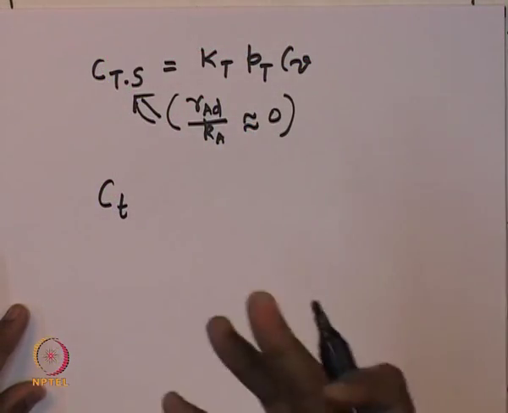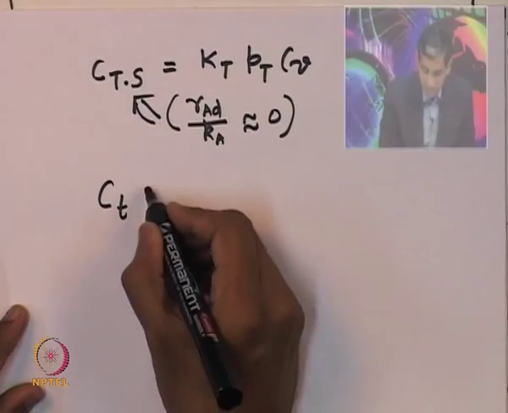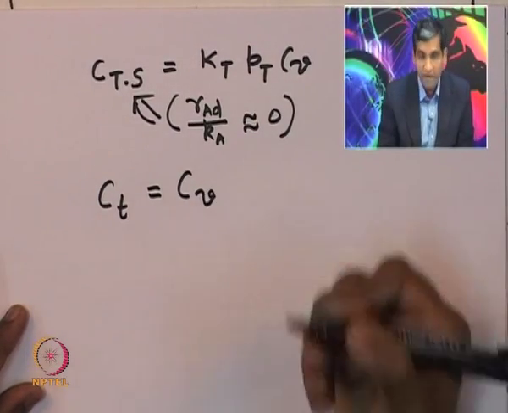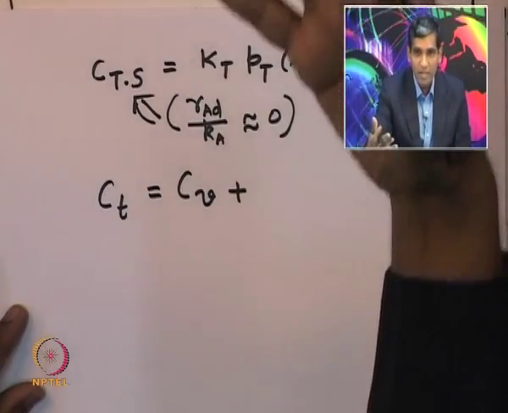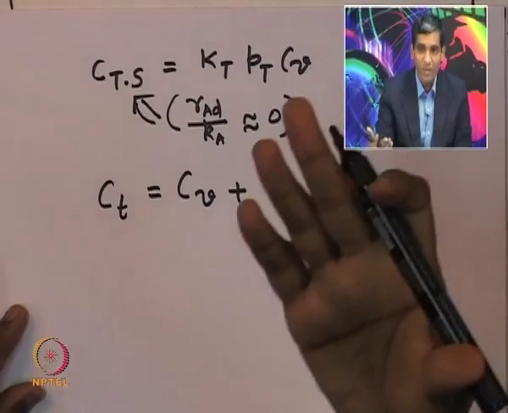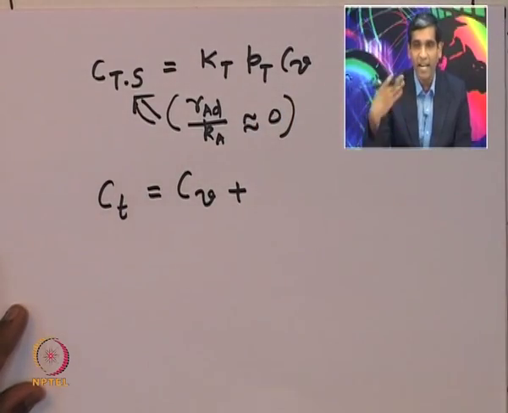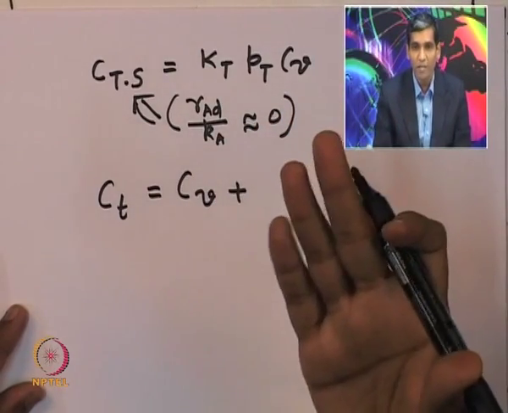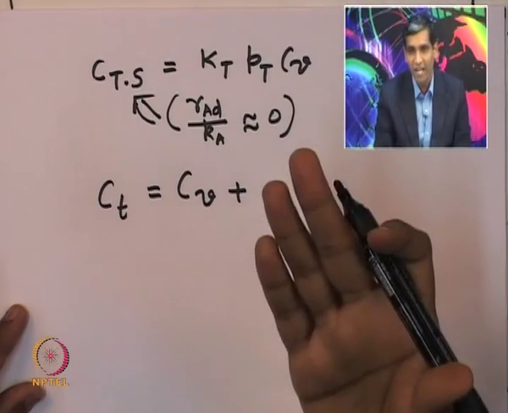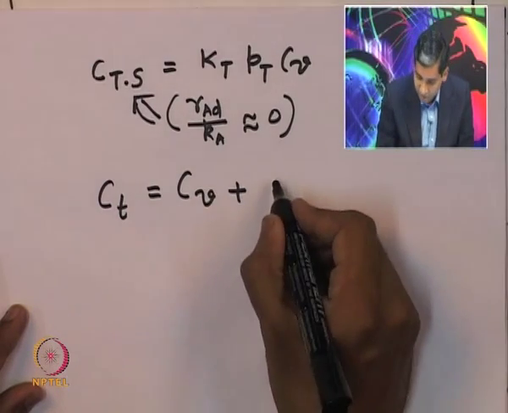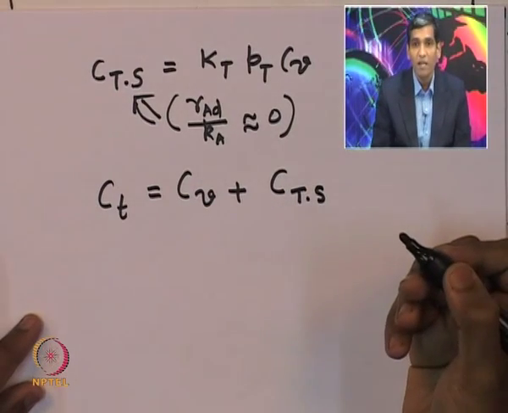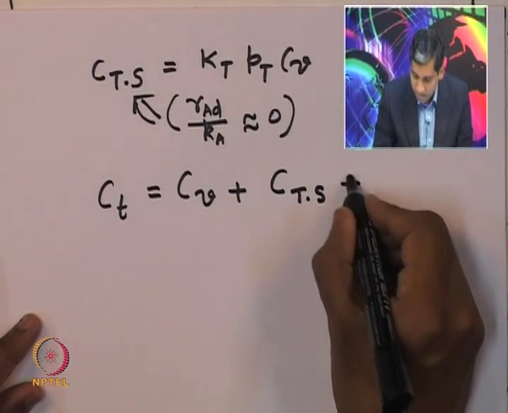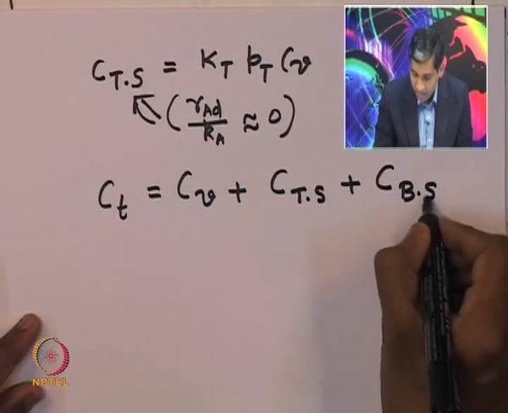Okay. So, we can now depict that by saying if Ct is the total number of sites in the catalyst, that should be equal to the total number of vacant sites plus the sites on which toluene is adsorbed plus the sites on which the benzene is adsorbed, because these are the two possible ones that can in principle be adsorbed onto the surface, because we assume that hydrogen is primarily in the gas phase and so is methane. So therefore, C total should be equal to vacant sites plus the concentration of the sites in which the toluene is adsorbed plus the concentration of the sites on which benzene is adsorbed.